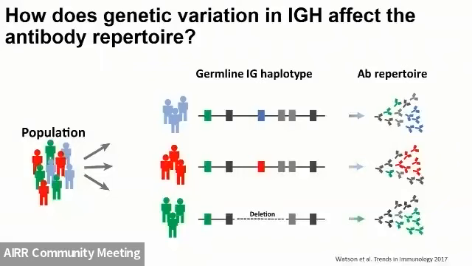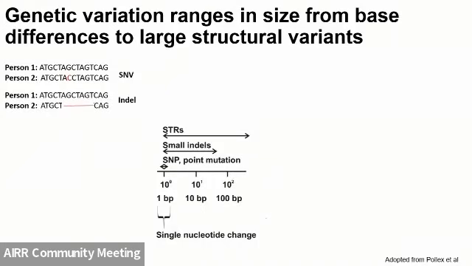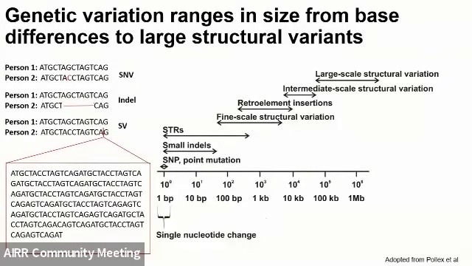Okay, so what we're interested in is understanding how genetic variation within the immunoglobulin heavy chain locus, or IgH, affects the antibody repertoire. The genetic variation that we're interested in is within coding regions and non-coding regions of IgH, of different sizes and types, from single nucleotide variants to small insertions and deletions, or indels, to really large structural variants where two individuals could differ by hundreds of thousands of bases.